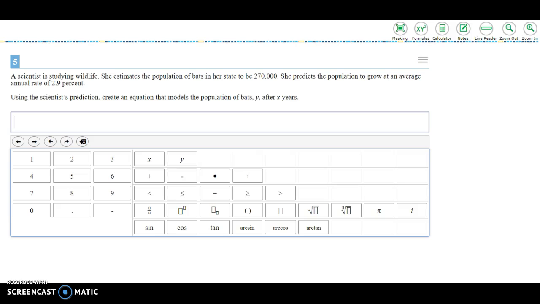A scientist is studying wildlife. She estimates the population of bats in her state to be 270,000.